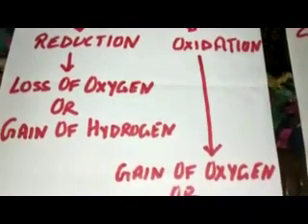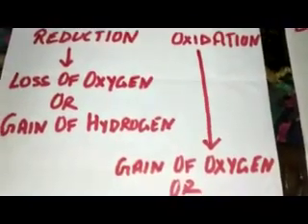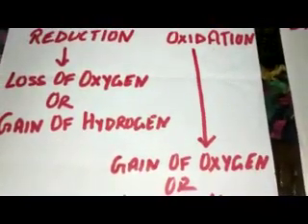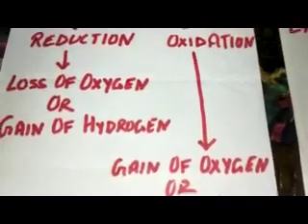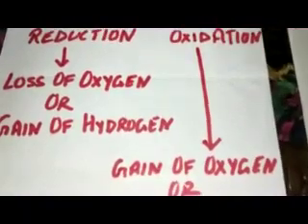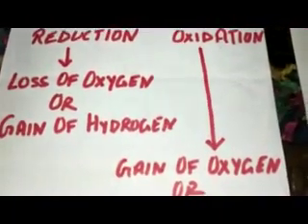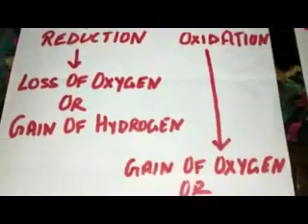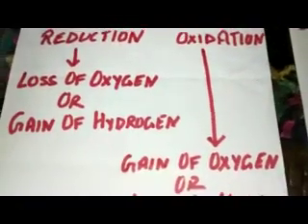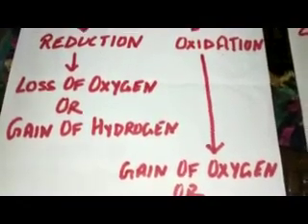And if there is a gain of oxygen, then automatically the other part will be the loss. That means hydrogen will be lost. And if we know that oxidation means gain of oxygen, then obviously reduction means loss of oxygen. And if there is a loss of oxygen, then there will be a gain of hydrogen. So in this simple step, you will be able to understand the whole mechanism behind redox reactions.